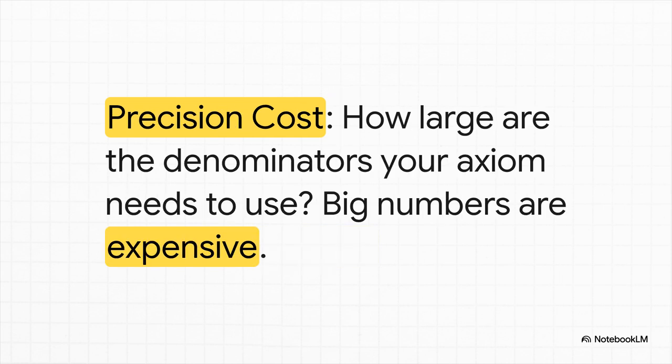A really complex mathematical series, well, that's going to have a higher description cost. Next up is the second part, the precision cost. Think of this like your resource budget. If your method needs to use absolutely massive numbers, technically really large denominators, to get close to an answer, it's going to pay a high price here. It's basically a penalty for being inefficient, for using brute force.